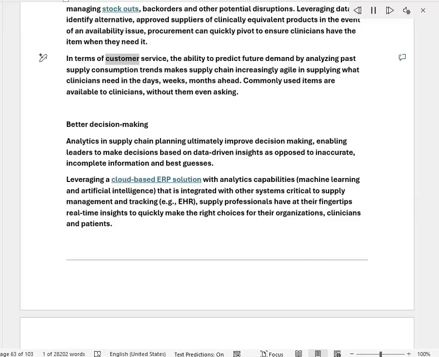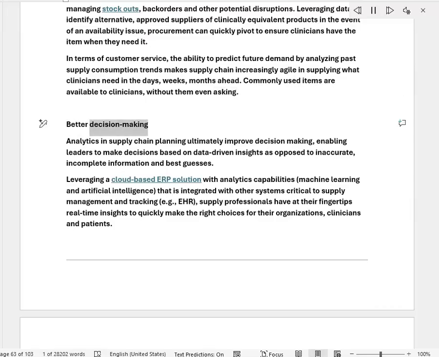In terms of customer service, the ability to predict future demand by analyzing past supply consumption trends makes supply chain increasingly agile in supplying what clinicians need in the days, weeks, months ahead. Commonly used items are available to clinicians, without them even asking.